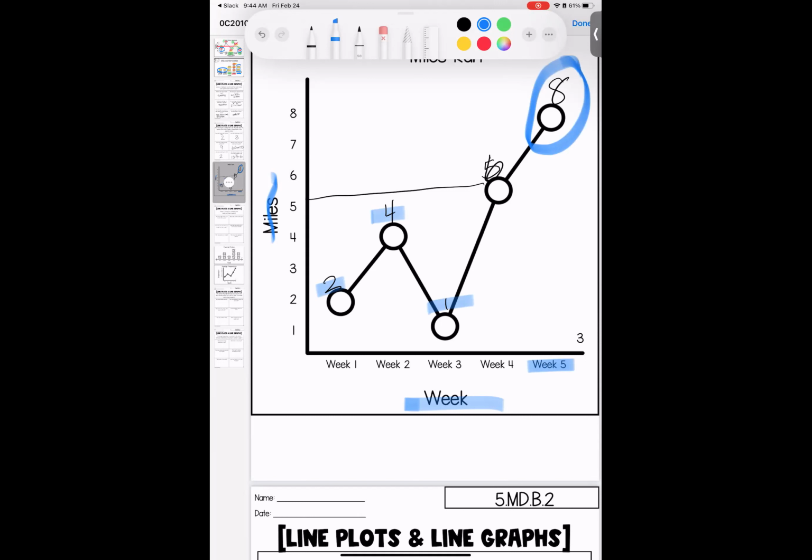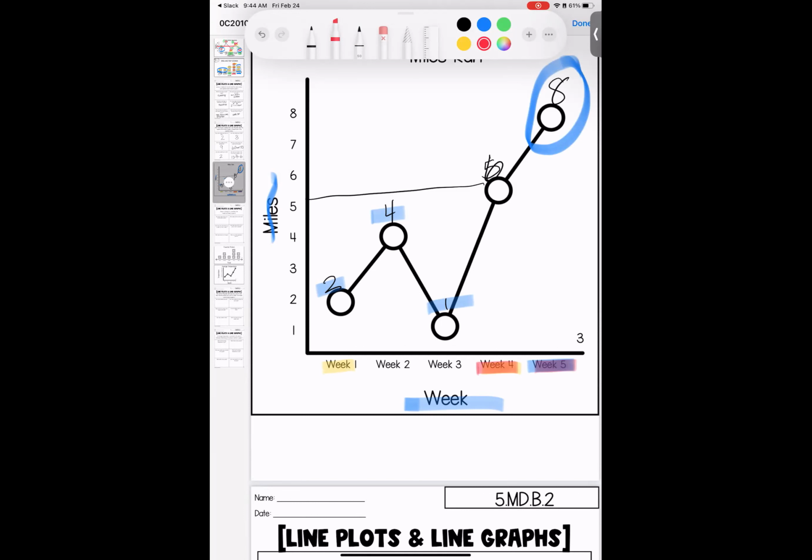How many more miles did she run in week 4 than week 1? Let me change my color. Well, 6 minus 2 is 4, so she ran 4 additional miles. How many miles did she run in weeks 4 and 5 combined? 6 plus 8 is 14.